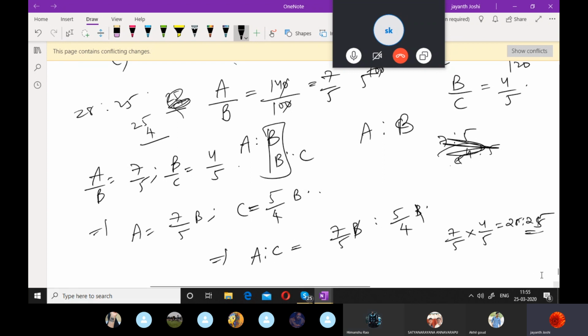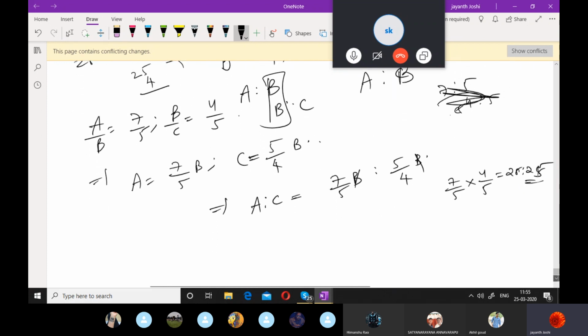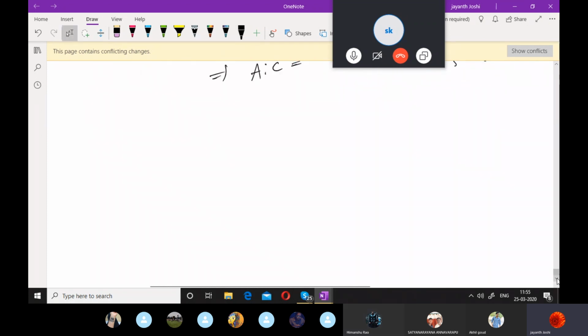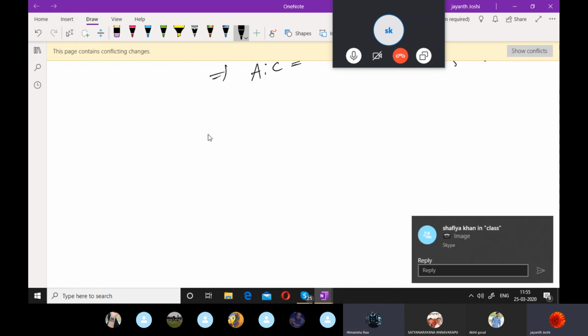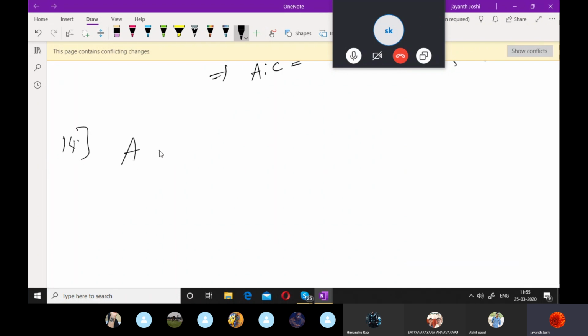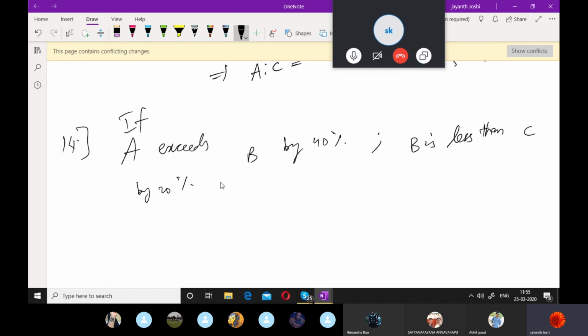So let's finally understand this question how to do. I'm doing it neatly from the beginning. Try to understand. So the question was, 14th one now: if A exceeds B by 40%, B is less than C by 20%, then A is to C.